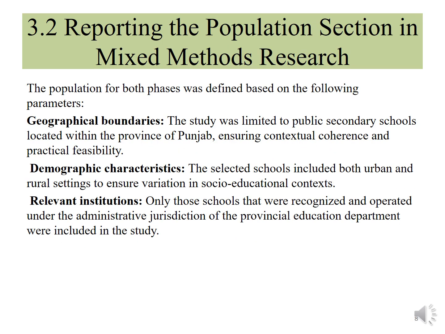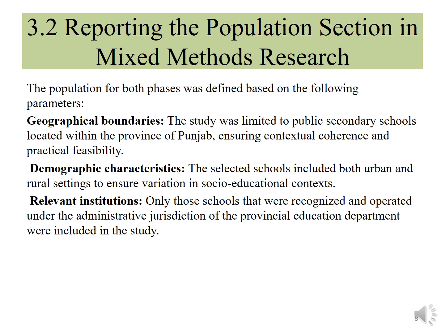The second slide of reporting population. The population for both phases was defined based on the following parameters. These are three. 1. Geographical boundaries. The study was limited to public secondary schools located in the province of Punjab, ensuring contextual coherence and practical feasibility. So, when we describe our report population, we report geographical boundaries.